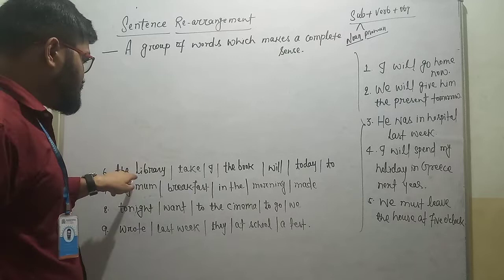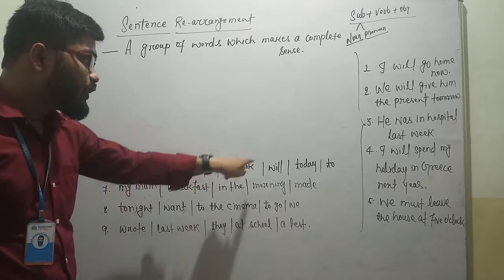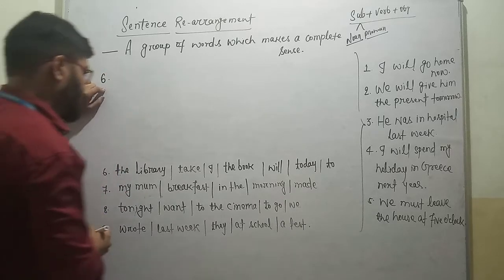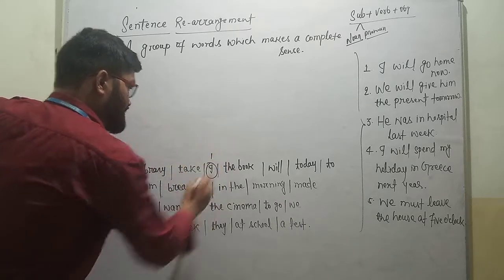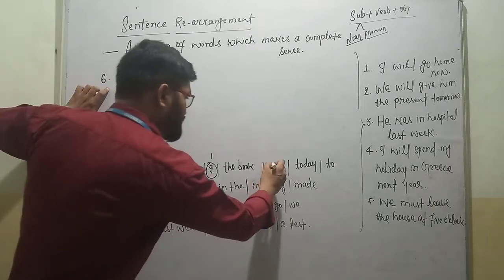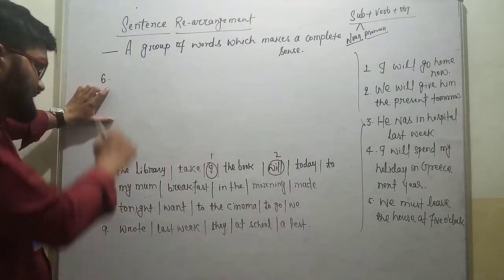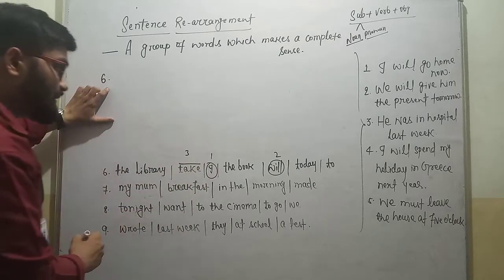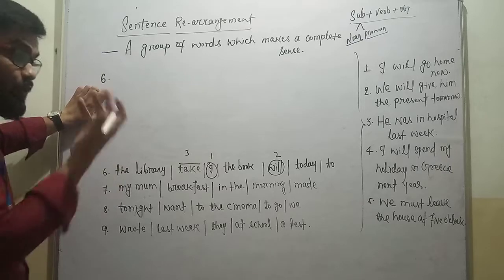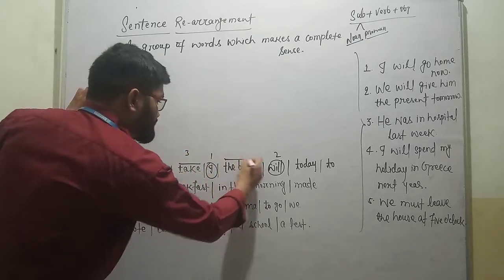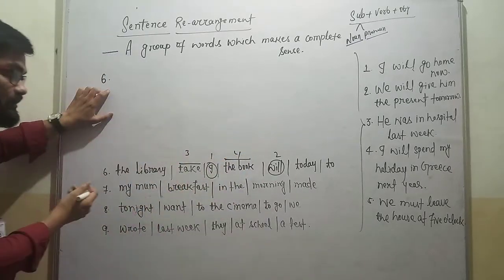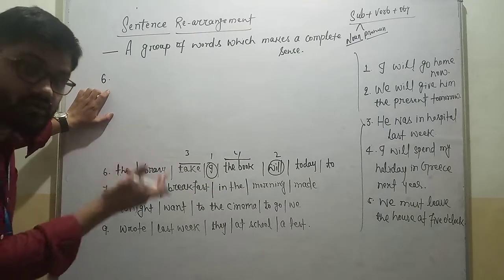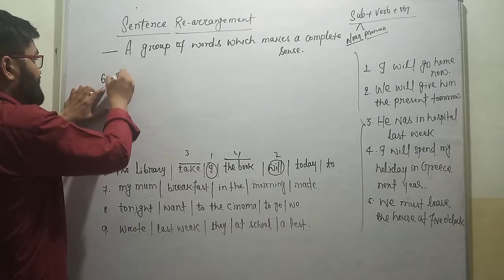Okay, so the library, take I, the book, will today too. How will we arrange that? I'm writing the solution over here. First of all, I, first number, then helping verb, will, second number. Then I will do what? Take, the action word, third number. Okay, so I will take what? Fourth number, I will take the book. Okay, I will take the book where? To the library. And when? Today.